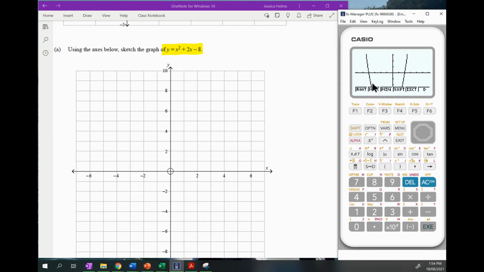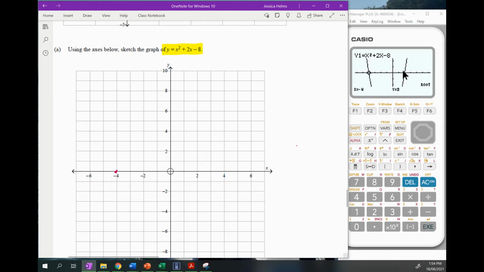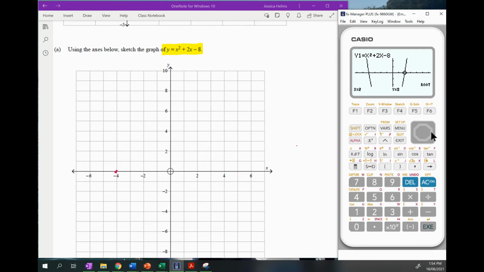Probably the first important ones that I want to find here are going to be my x-intercepts, which are called the roots. Okay, so we're going to press F1. Now this gives me the leftmost root. At x is equal to minus 4, y is 0. So that's this point here. Let's put a dot there. All right, now I have to find the other side of it because I know there's another side. So I have to press this over button. And that takes me to x is equal to 2. So that's my 2 x-intercepts there.